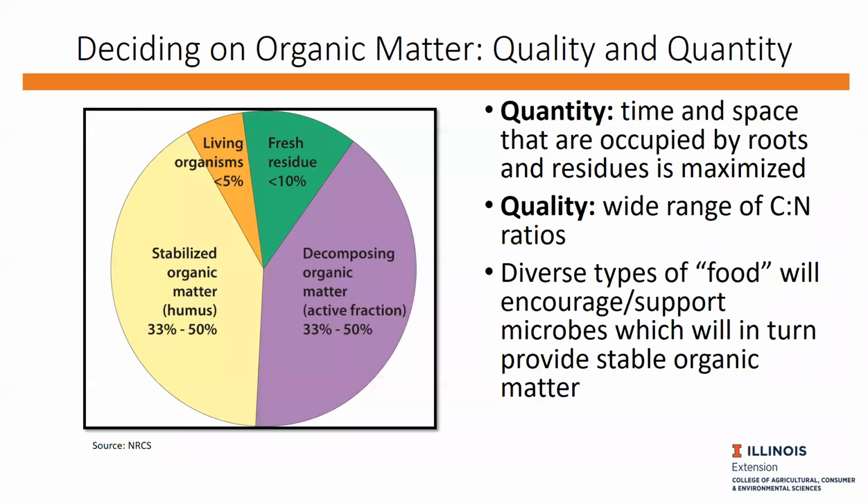Another factor to consider here is quality and quantity. Quantity is about the time and space occupied by roots, as well as residues, being maximized. Versus quality, where we have a wide range of carbon to nitrogen ratios mixed together, which helps quite a bit with this. As such, encouraging diverse types of food will support microbes, and that will in turn provide very stable organic matter that will address your soil organic matter. So it is these factors, and you'll see this a little more when you think about your organic matters too.